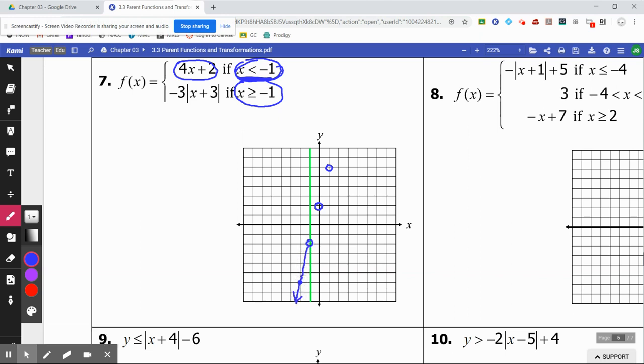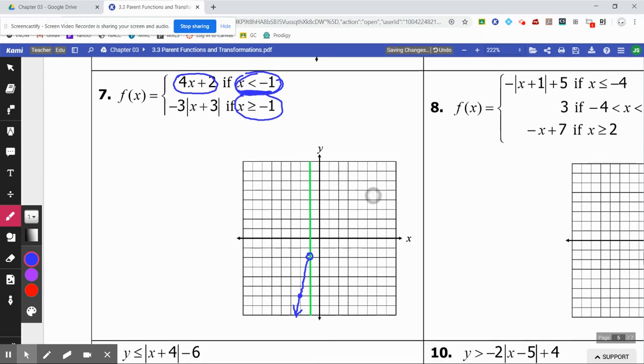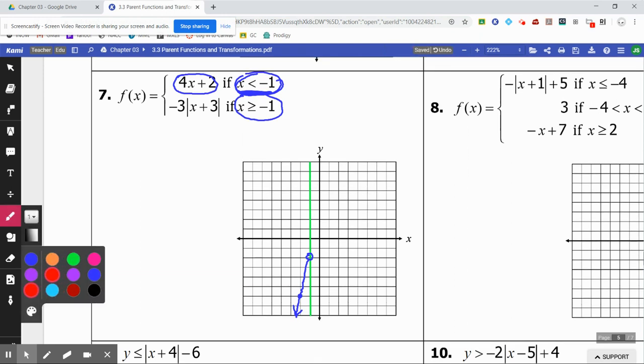Continues on. Let's erase the part that we don't need. Second part of your graph, I'll do it in a different color. Second part of your graph is an absolute value function. The plus 3 would move your vertex left 3, and then you have a 0. There's nothing on the end, so therefore left 3. 1, 2, 3, and up or down 0, so we're going to stay right there.